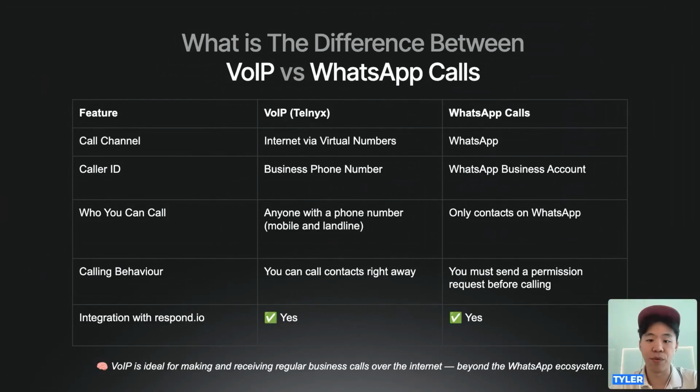Yeah, exactly. For VoIP, you can call numbers that don't have a WhatsApp account as well. So you're not limited to just the chat ecosystem of WhatsApp or Telegram or any other chat ecosystem that has the call function. So that's great about VoIP.